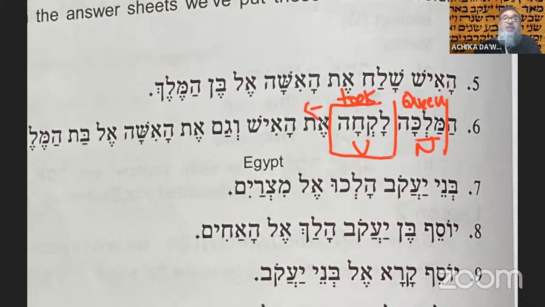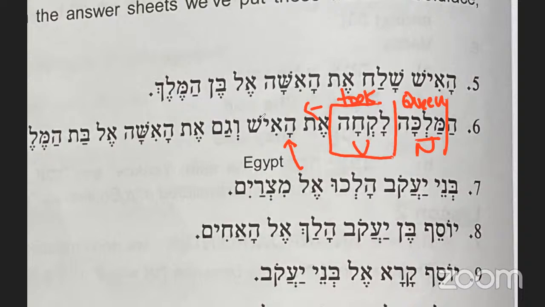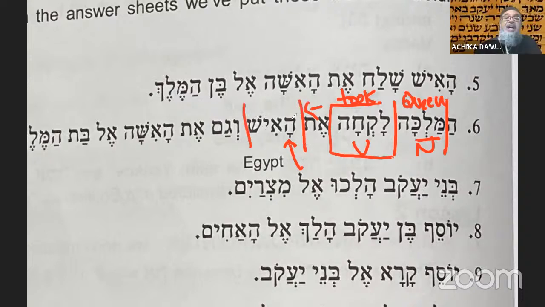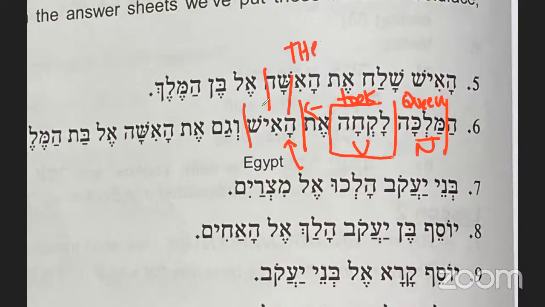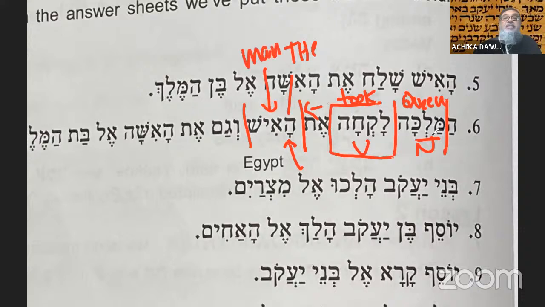The direct object marker is going to let you know where she's pointing to. What did she take? What did she take? Aisha. The ha-ish. What's the ha-ish? What's an ish? Man. The man. So the queen took the man.